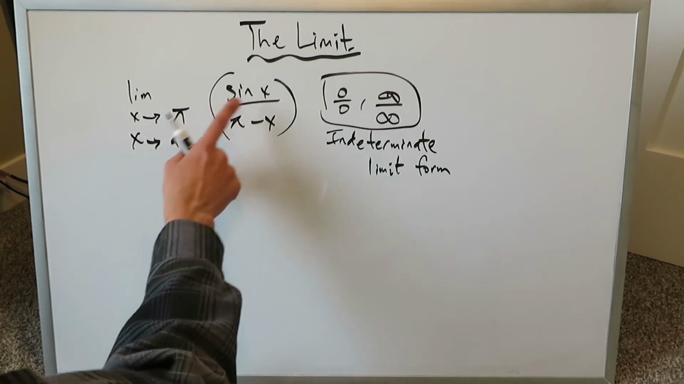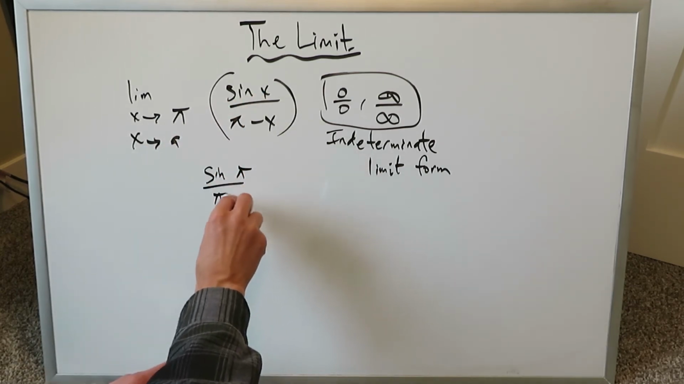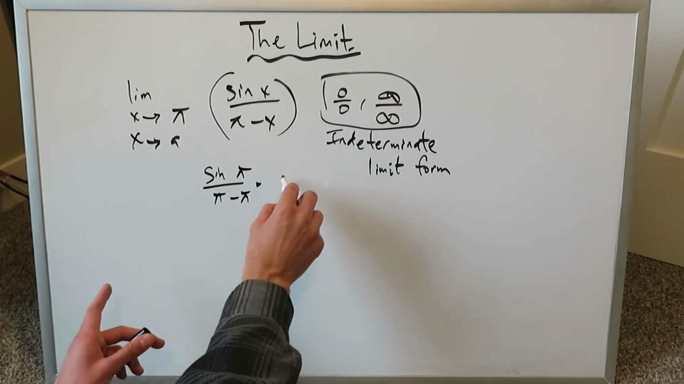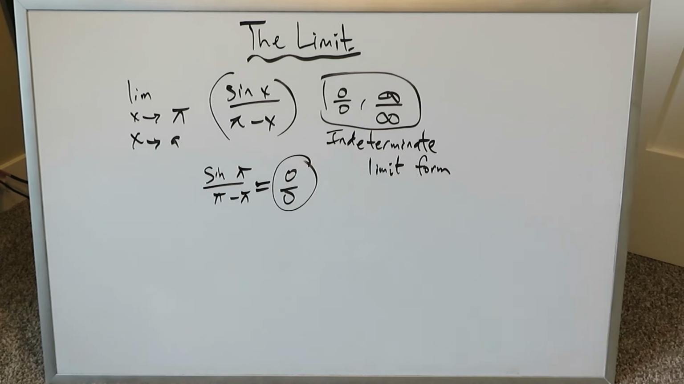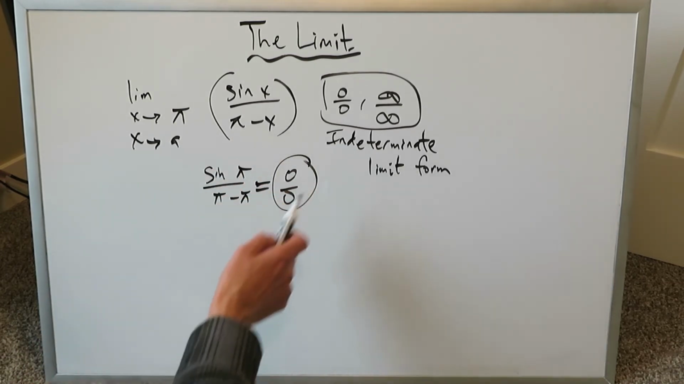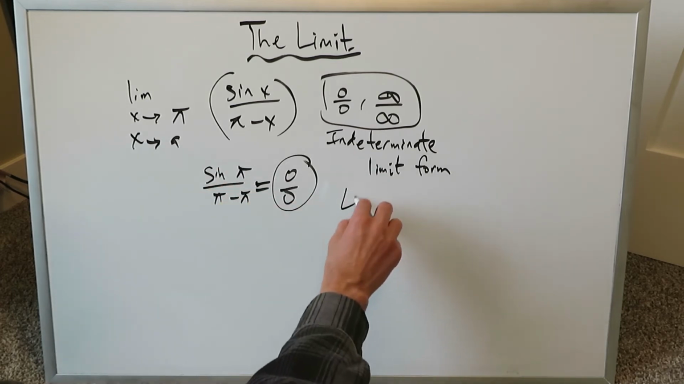If you were to put pi in place of these, what would you get? You'll get sine of pi over pi minus pi. You'll get sine of pi, which is a 0, over a 0. You see, I'm getting an indeterminate limit form. But to do these types of questions, you need to know how to do derivatives. If and when you learn how to do derivatives, then these types of questions become easy, because what would you do here? You would use L'Hopital's rule.